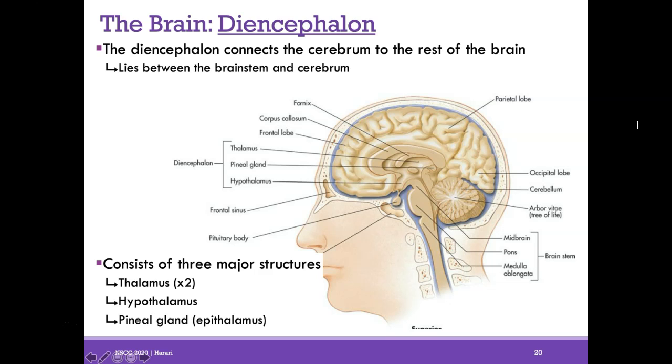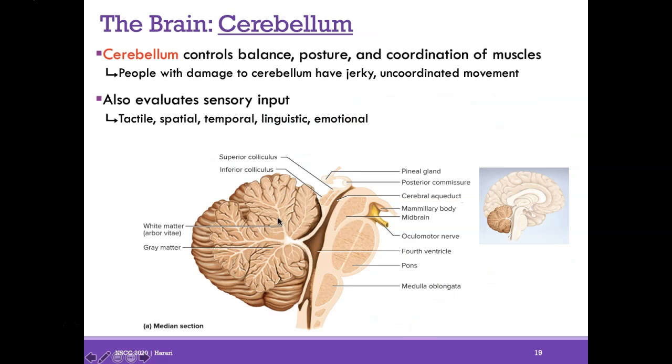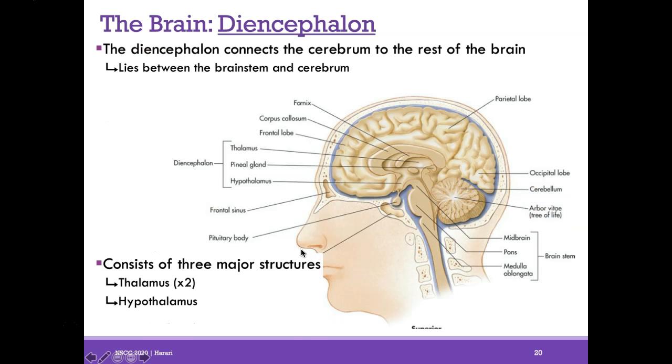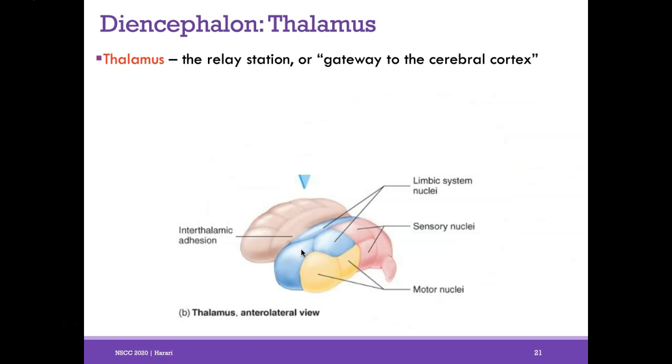Something I didn't mention about the cerebellum was this structure called the arbor vitae. It's made of white matter, and if we were to do a dissection, that's one of the fun things to look for, because it looks like the tree of life. It looks like a tree almost. Now I'll go back to the diencephalon, and we'll talk about the thalamus first.